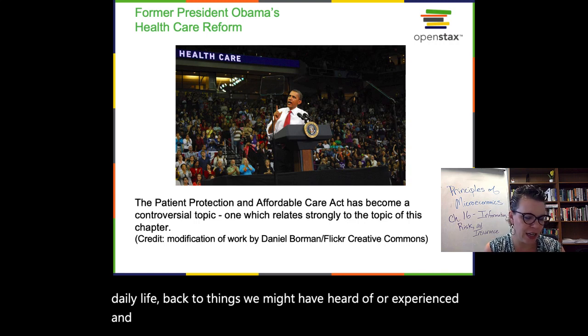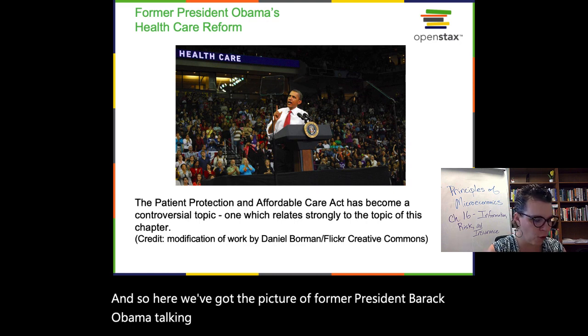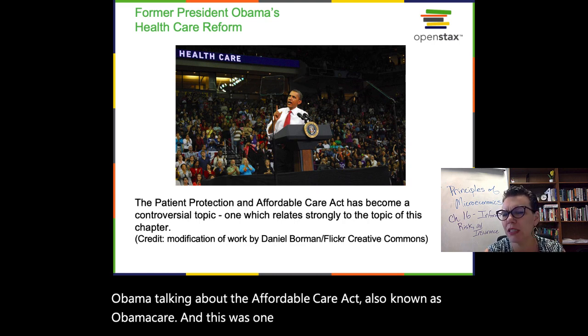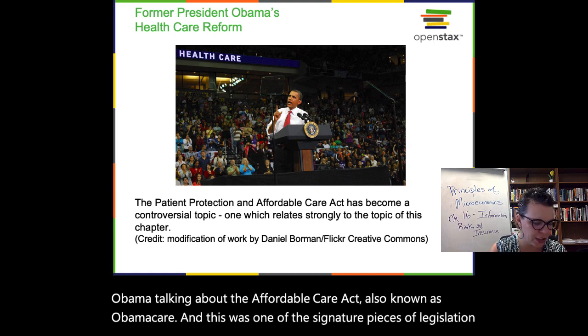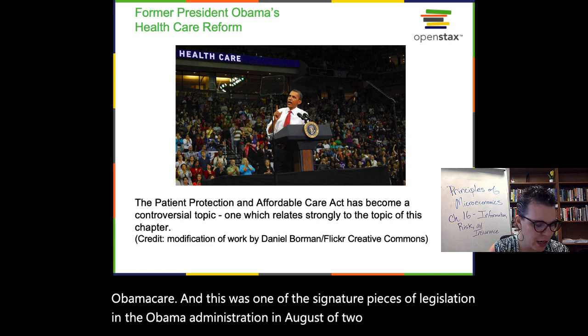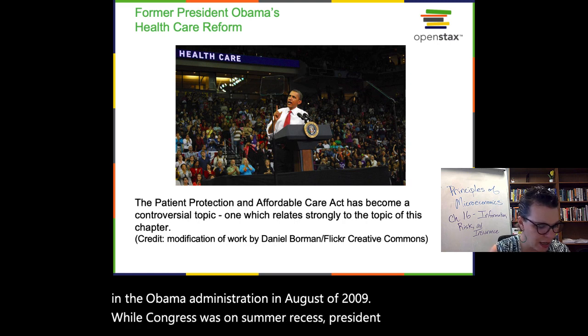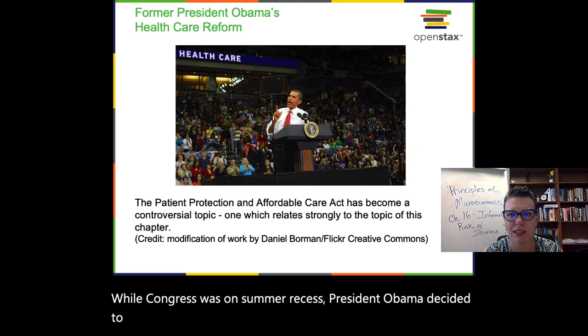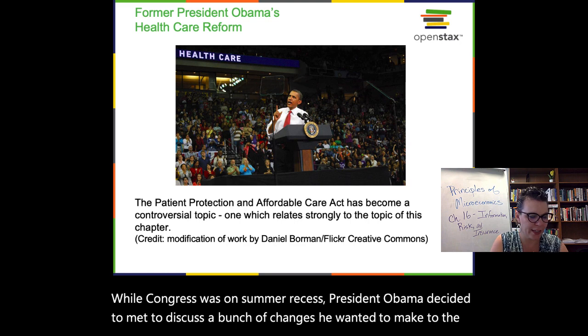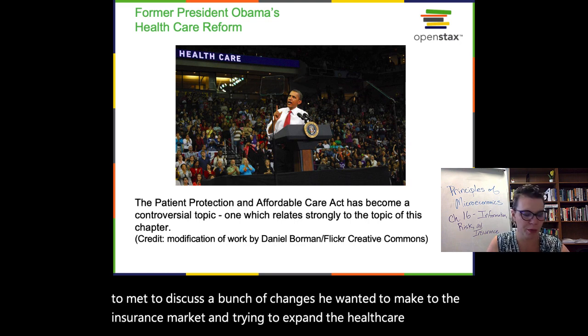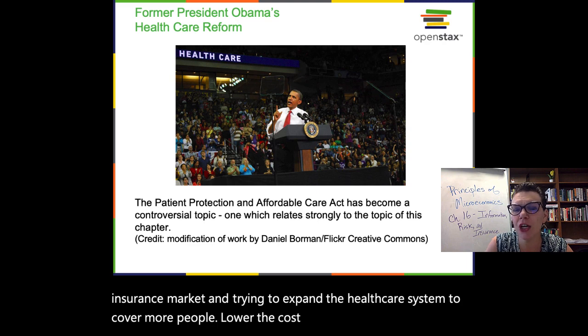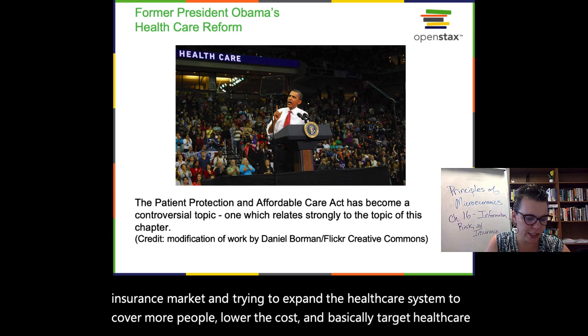And so here we've got the picture of former President Barack Obama talking about the Affordable Care Act, also known as Obamacare. And this was one of the signature pieces of legislation in the Obama administration. In August of 2009, while Congress was on summer recess, President Obama met to discuss a bunch of changes he wanted to make to the insurance market, trying to expand the healthcare system to cover more people, lower the cost, and basically target healthcare and patient protection with his Affordable Care Act.